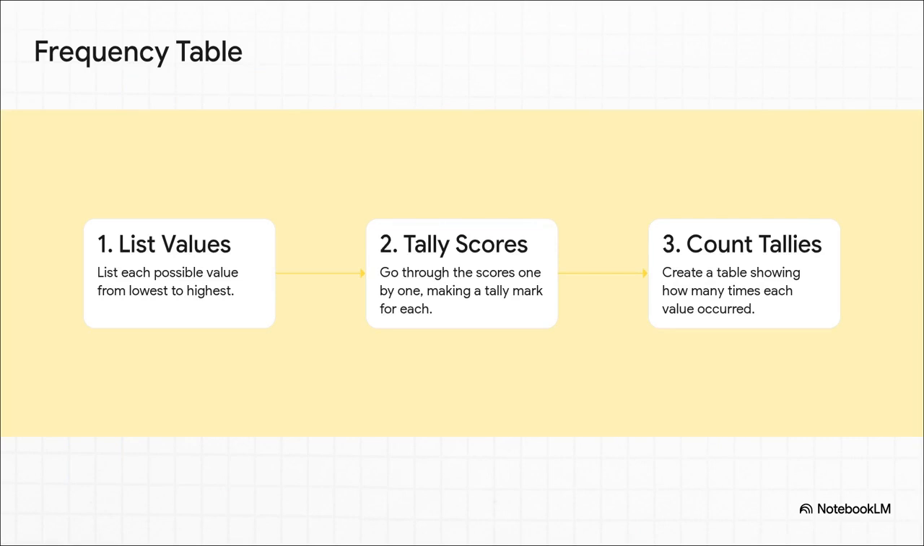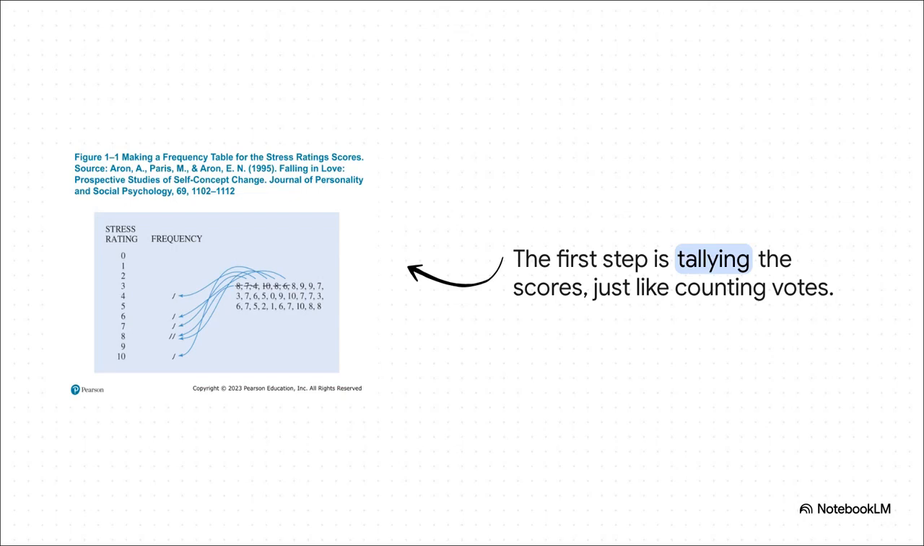And making one is so easy. First, you just list out all the possible scores. So for us, that's every number from 0 to 10. Then you just go through your messy list one by one and make a little tally mark for each score. And finally, you just count up the tallies. It's that simple. And this is literally what it looks like in practice.